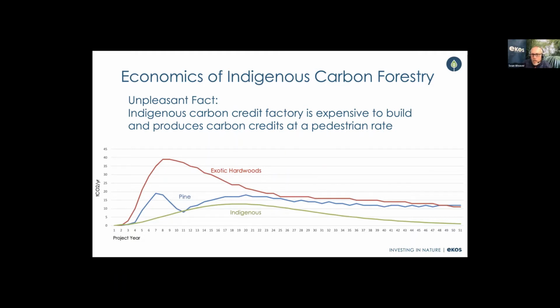But that green line there basically makes life hard economically for native carbon projects. And because life's hard for those project types, you don't have an industry out there busy going and planting these forests at the moment because of the economic challenges.